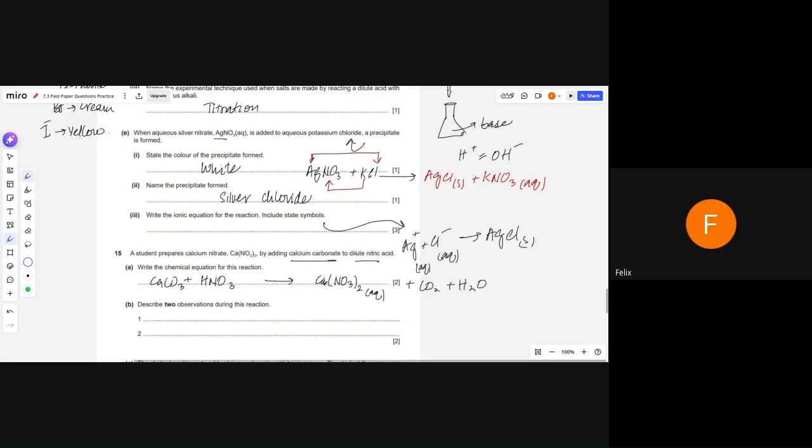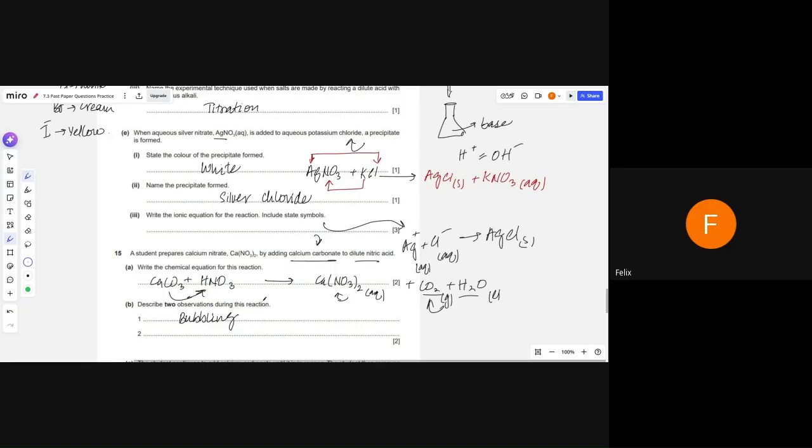Since a carbonate-containing compound is involved, we learned in our previous lesson that whenever a metal carbonate reacts with acid, carbon dioxide and water are produced along with the salt. So describe two observations during this reaction. Since carbon dioxide is produced, it's a gas. So this is liquid, this is gas. So there will be bubbling or effervescence, you can write, and or fizzing.